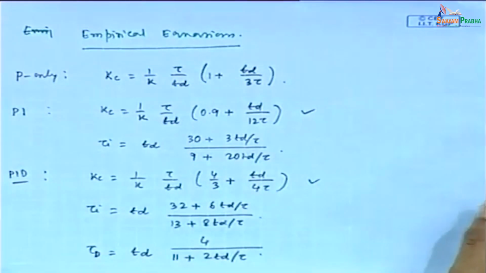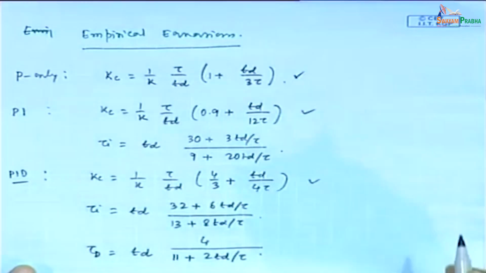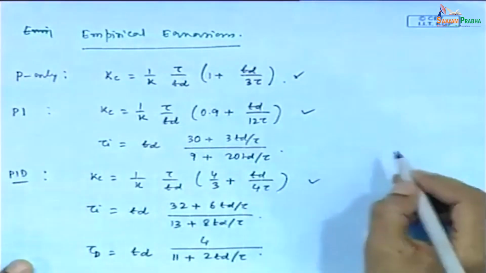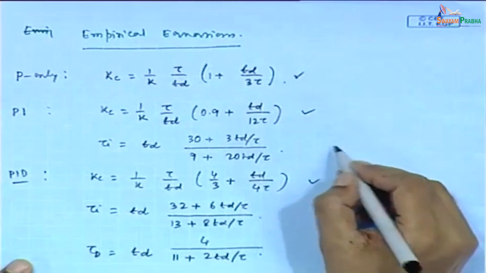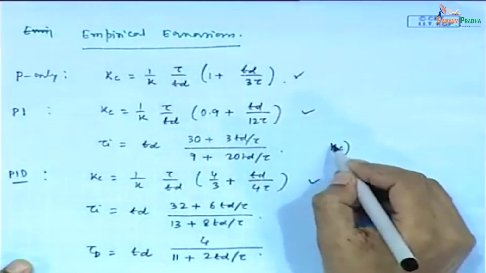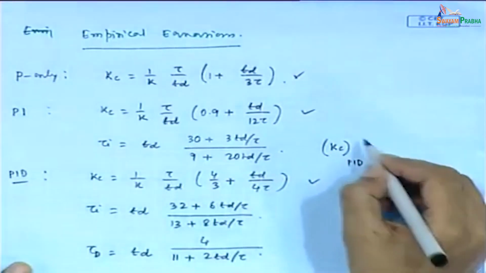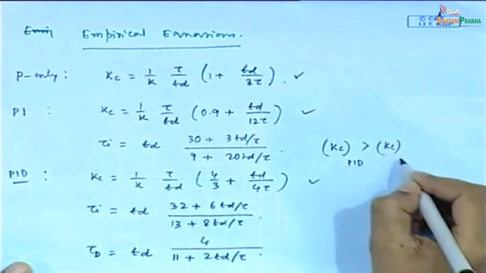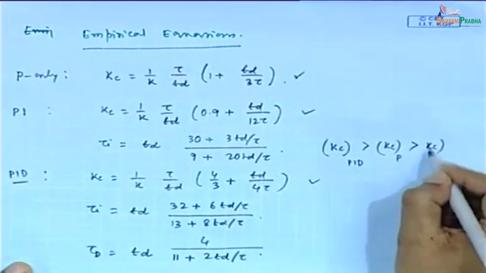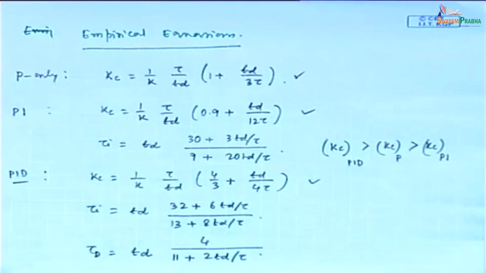Now, if you compare the three equations for P, PI and PID, three Kc expressions, which one is the largest? I mean, which Kc is largest? Kc for P, PI or PID? Kc value of PI controller is the lowest and Kc value of PID controller is the highest.